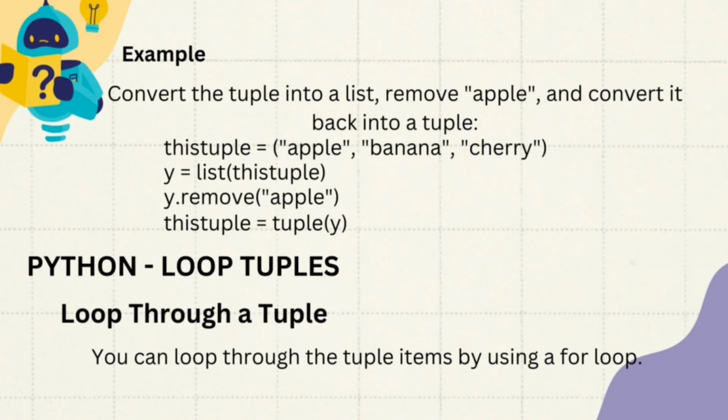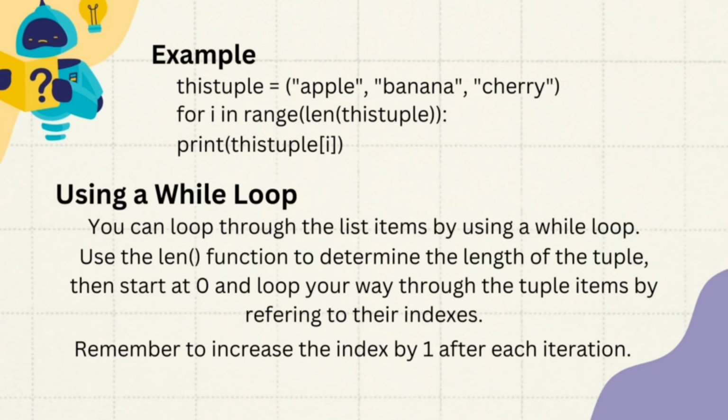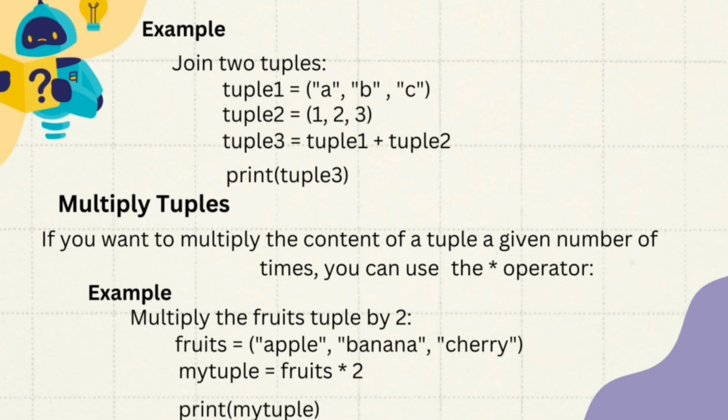Loop through a tuple. You can loop through the tuple items by using a for loop. Using a while loop, you can loop through the tuple items by using a while loop. Use the len function to determine the length of the tuple, then start at 0 and loop your way through the tuple items by referring to their indexes. Multiply tuples. If you want to multiply the content of a tuple a given number of times, you can use the asterisk operator. Example.